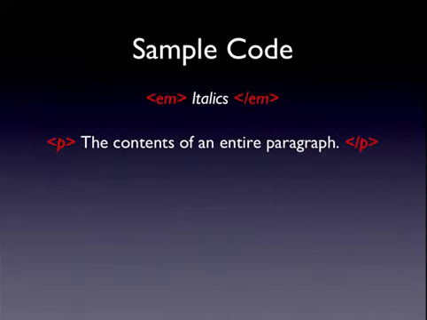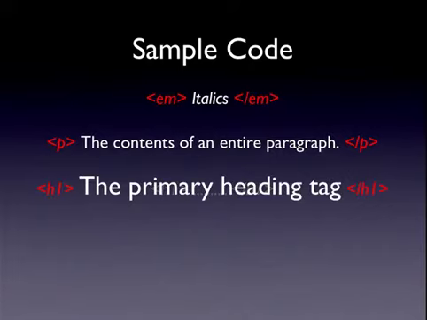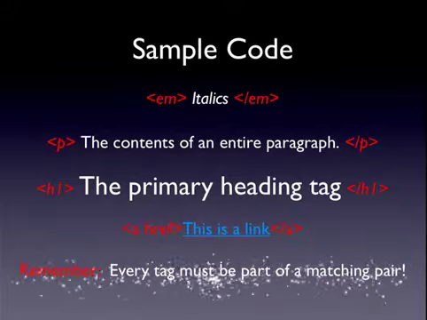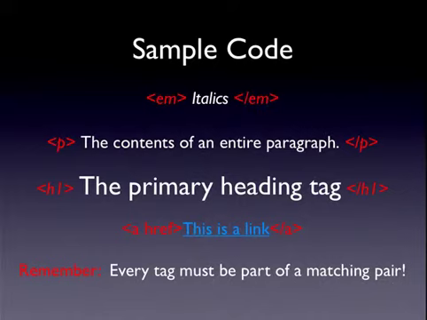To create a special heading tag, we use the H1 tag. By the way, there are actually 6 H tags that can be used for 6 different levels of headings, going from H1 for the largest to H6 for the smallest. And finally, to make a link, we use the href tag. Remember, there must be a matching pair of tags for every change you make.